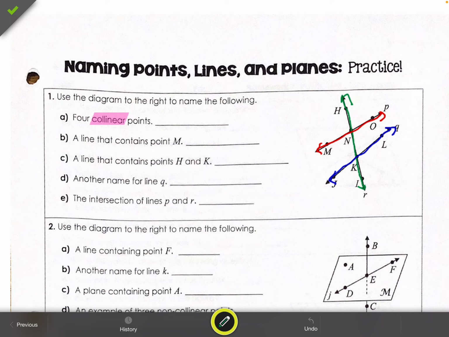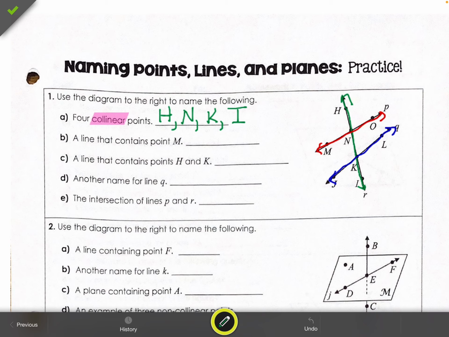So if we look at line P, there's 3 points on that. We got M, N, and O. Same thing for line Q. There's only 3. So they want us to have 4. So if I look at line R, which I did in green, we have 4 points, H, N, K, and I. So H, N, K, and I are 4 collinear points.